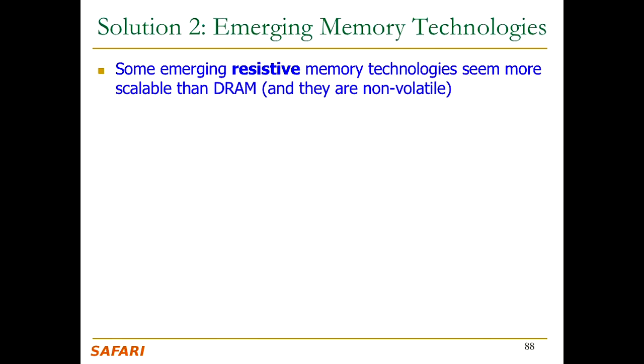But as I said, there are some emerging memory technologies that are more scalable than DRAM. They're more scalable because they're resistive. They encode data in terms of resistance levels. And on top of that, they're also non-volatile. DRAM is volatile, obviously, we're refreshing it. Flash is non-volatile, but we're refreshing it. That's interesting also, right? Even though these memories are non-volatile, they also require refresh, but we'll talk about that when we get to it.